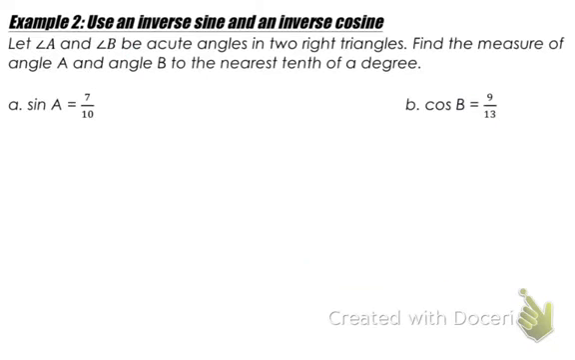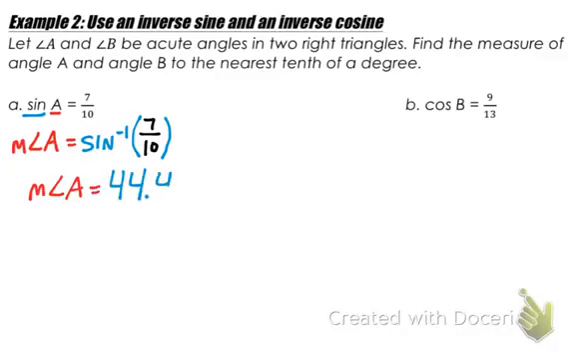Alright, we can practice using the inverse function in this example. Let angle A and angle B be acute angles in two right triangles. Find the measurement of angle A and angle B to the nearest degree. In A, they already set it up for us: sine of A is equal to 7/10, and we have to figure out the measurement of angle A. So we use the inverse function of sine and put 7/10 in the parentheses. Calculate that out. The measurement of angle A is 44.4 degrees.